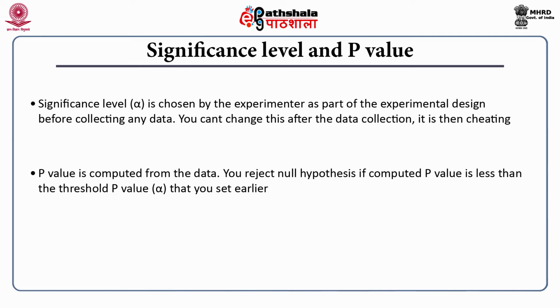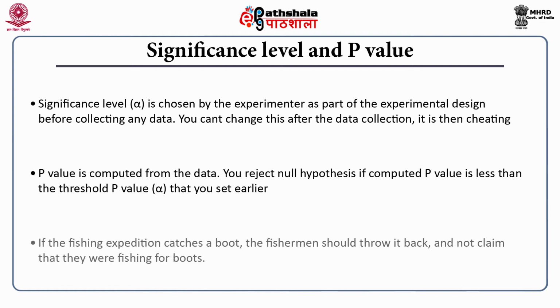There is a very famous statement by the statistician James L. Mills. The statement goes this way: if the fishing expedition catches a boot, the fishermen should throw it back and not claim that they were fishing for boots. If you go fishing and you get a boot, you can never reclaim it by modifying your prior hypothesis to say that you came there not for fish but for the boot. That is the normal practice of most statisticians and investigators. They choose one significance level and do that experiment.